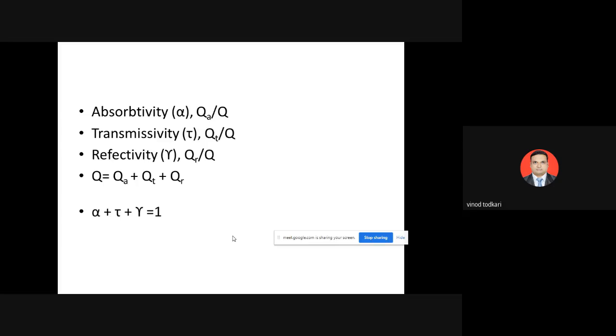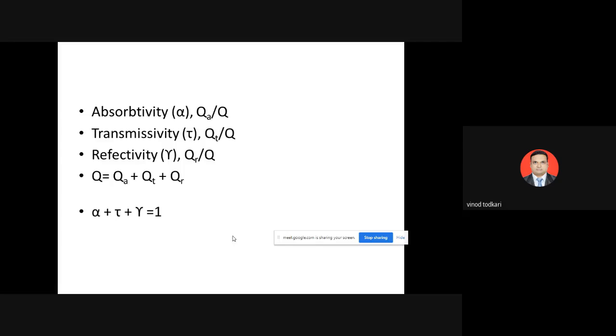Now, if you divide this equation by Q, the equation will be Q upon Q is equal to QA upon Q plus QT upon Q plus QR upon Q. Now, what is this QA upon Q? It is nothing but alpha. What is this QT upon Q? It is nothing but tau. What is this QR upon Q? It is nothing but gamma. So we can say that the summation of absorptivity, transmittivity, and reflectivity is unity. I repeat, the summation of absorptivity, transmittivity, and reflectivity is unity. Alpha plus tau plus gamma is equal to 1. I think it is clear to you.